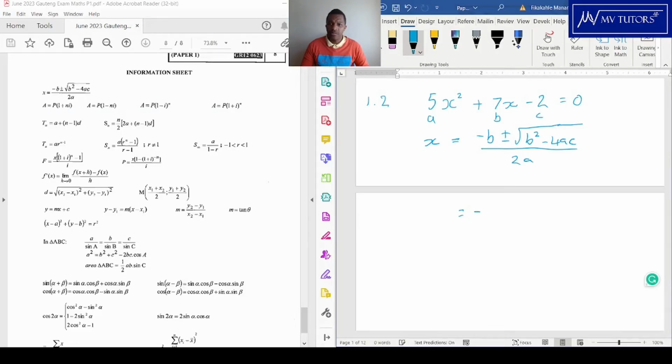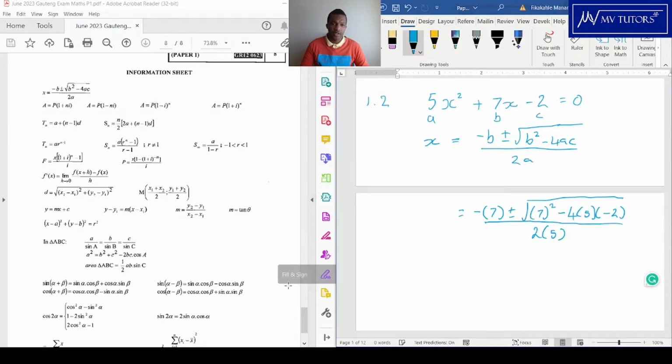So minus b, I always put these in brackets. What's b? It's 7. Right. Always put it in brackets, plus or minus square root b again is 7 squared minus 4, open the bracket, a is 5, right? And then c is minus 2. Okay, please be careful to put that negative there, because if you don't, then everything will be wrong. Okay, a once again is 5.